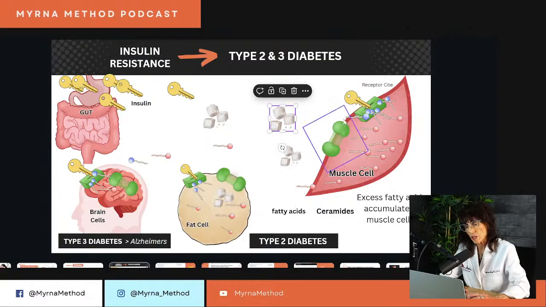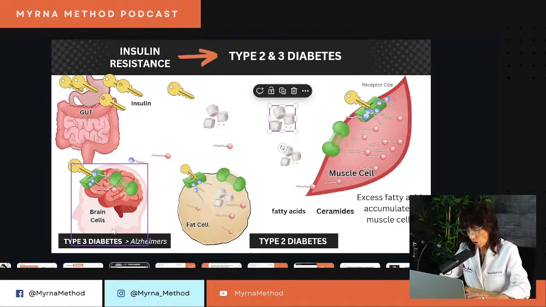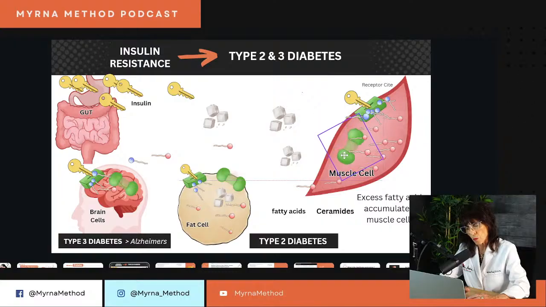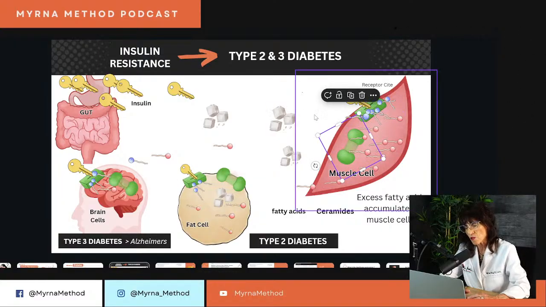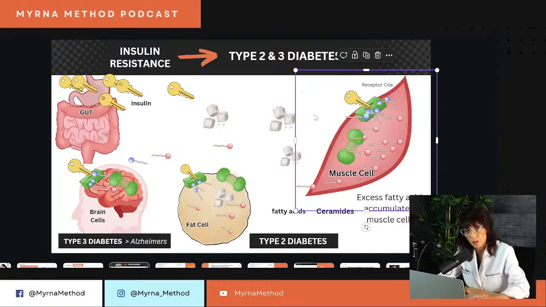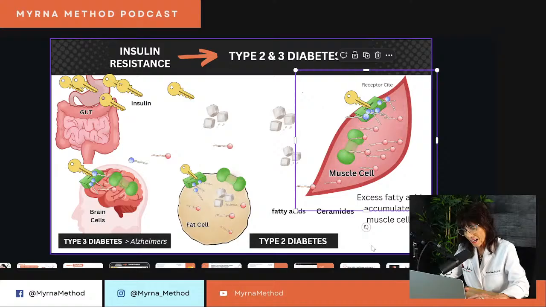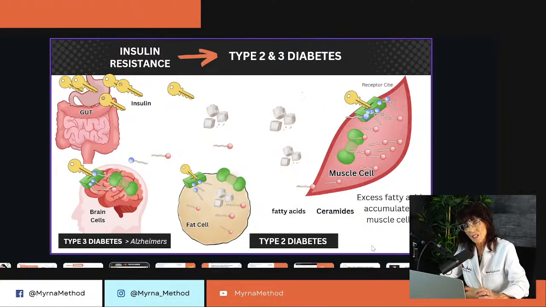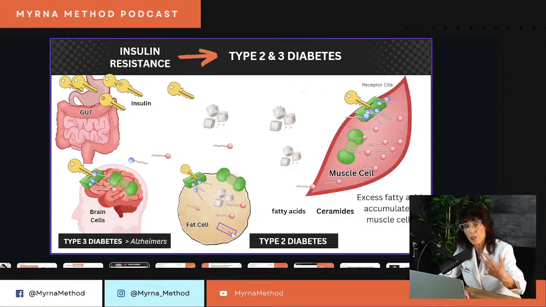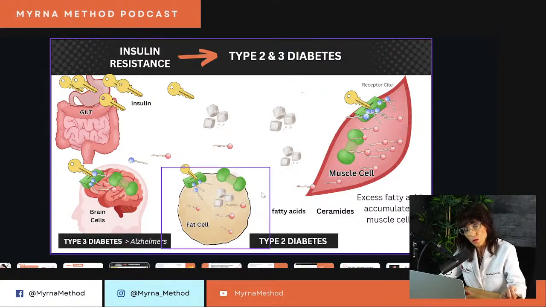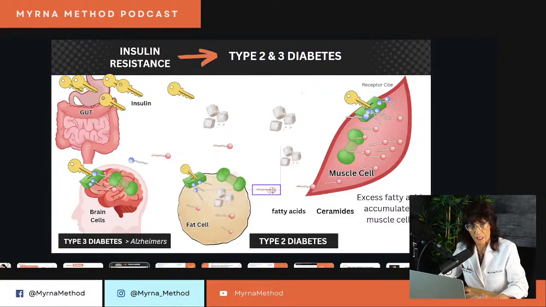But what happens with type 2 diabetes or type 3, Alzheimer's, is the message never gets to the transporter because the insulin receptor site is disabled. And why is it disabled? What is disabling it is excess fatty acids. Where are these excess fatty acids coming from? Excess body fat, which is why I'm going to talk about some of the controversy, because when you lose excess body fat, you're losing millions of fatty acids that would normally be in circulation.